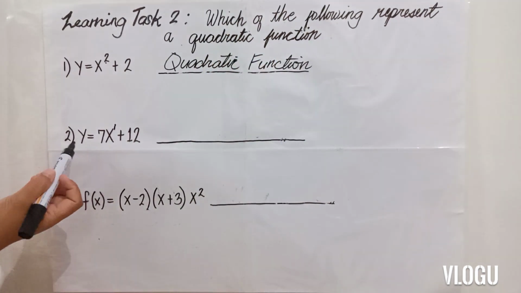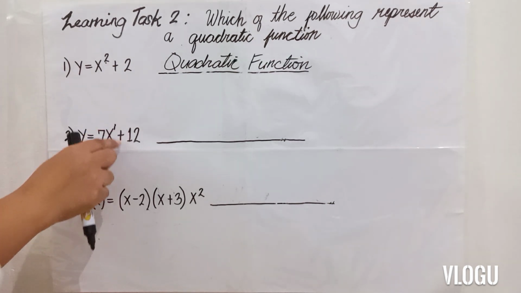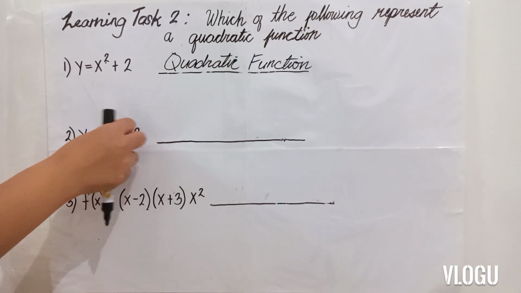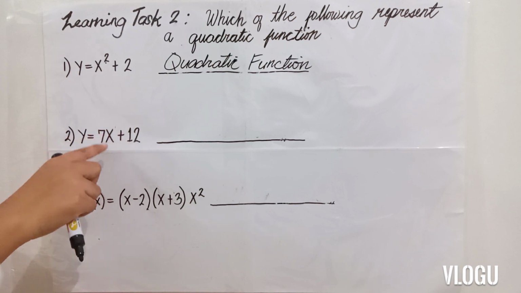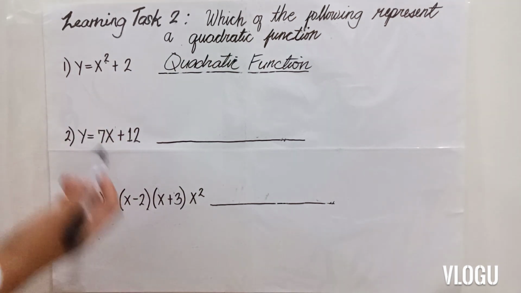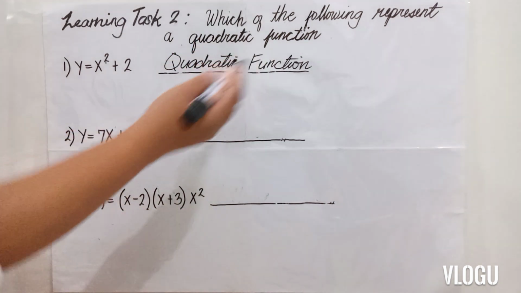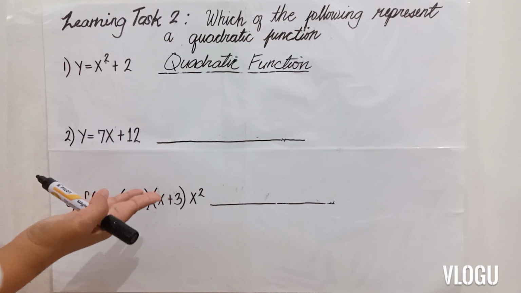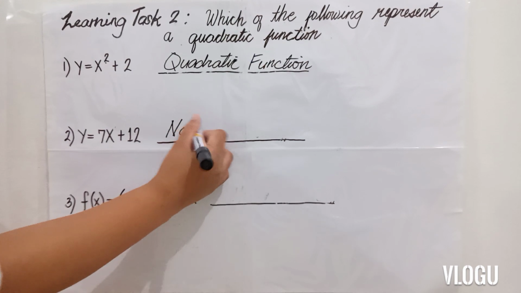So let's have another example. Number 2, y is equal to 7x plus 12. So actually, x has an exponent of 1, but this is imaginary. We're not writing it. So, ang hinahanap natin ay yung merong exponent na 2 para siya maging quadratic function. Since wala tayong nakikitang exponent na 2, therefore, this is not a quadratic function.